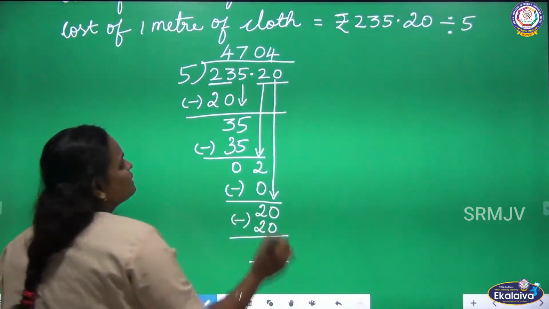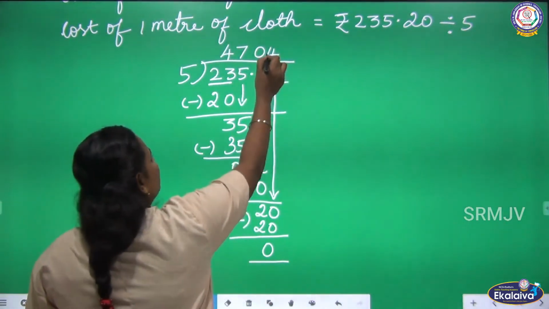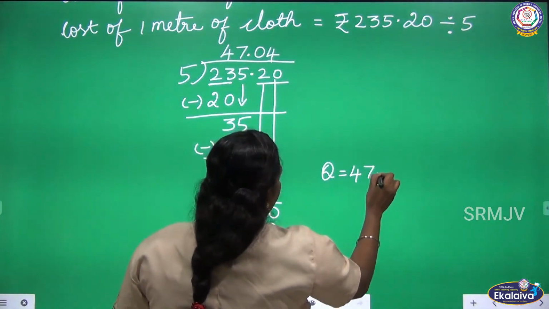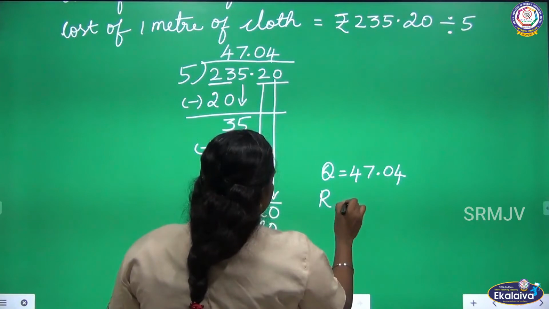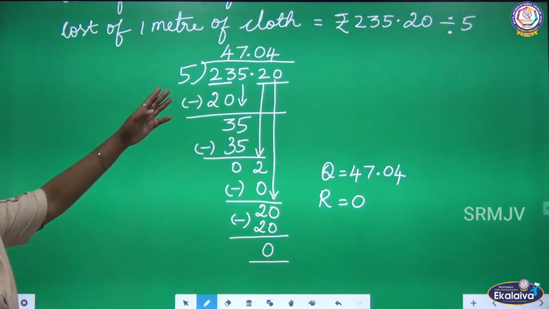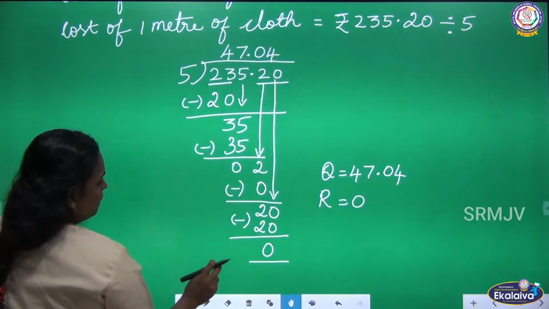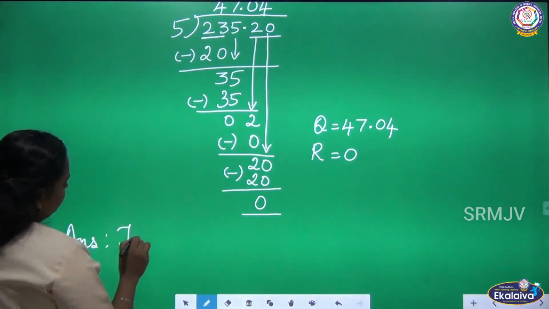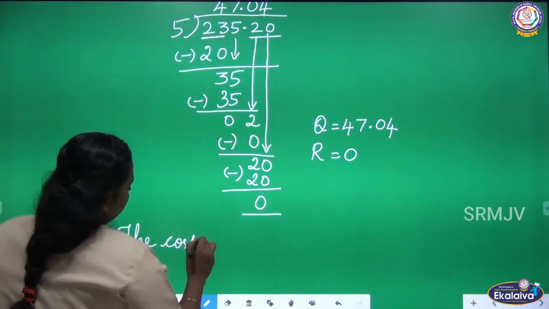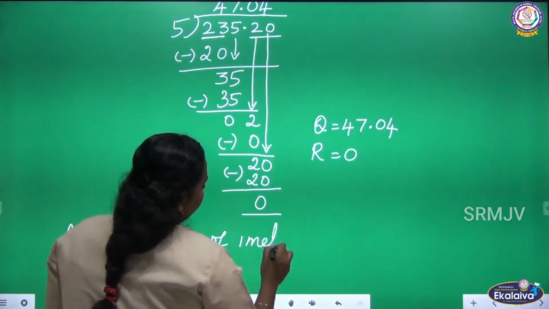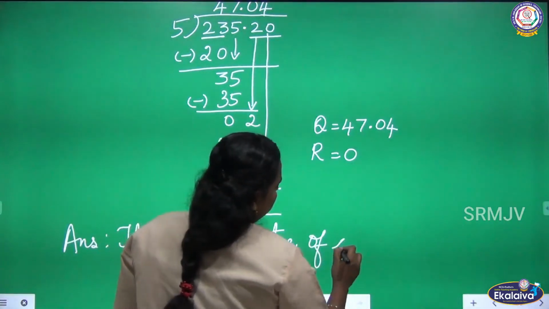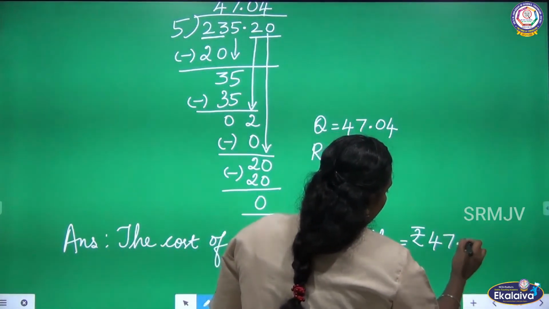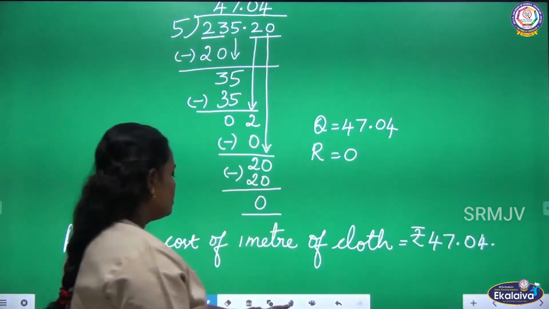So listen, how many decimal places are here? 2 decimal places. So from the back you leave 2 digits, 1, 2. So here the quotient is 47.04. Remainder is 0. So what is the cost of 1 meter of cloth? You should write rupees. Okay. So answer, the cost of 1 meter of cloth equal to rupees 47 rupees 4 paise.